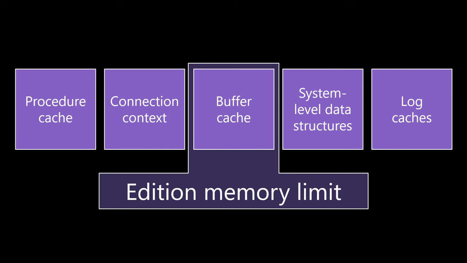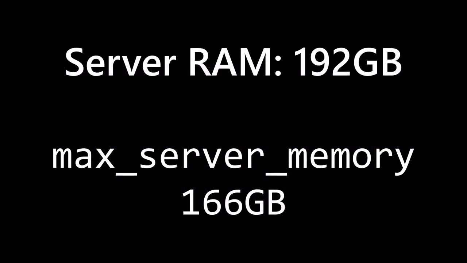What does this mean in practice? It means that I can do this. I can actually put 192 gigs in the machine, cap the max server memory setting in SQL Server to 166 gigs, and SQL Server will be able to use all the 166 gigs. The only thing that can only be 128 gigs is the buffer cache. Thus, if I put in 166 gigs, I can actually use all of my 128 gigs that I paid for to get out of the buffer cache. That's top tip number 2.